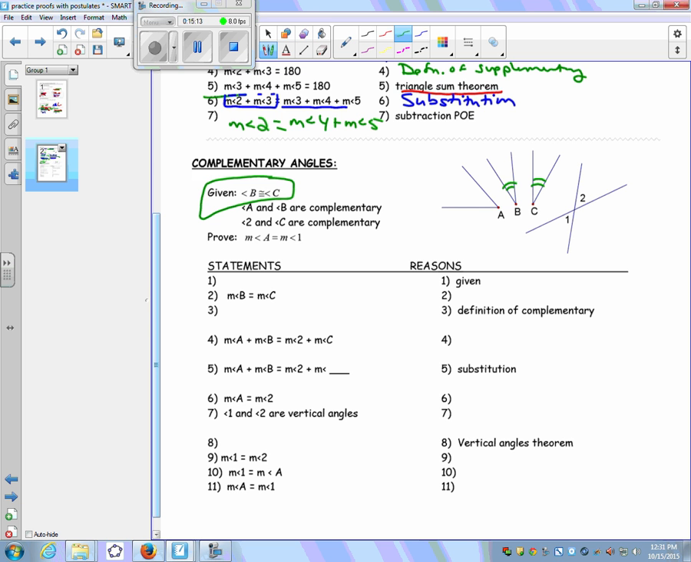So we are going to start with all the givens. Angle B congruent to angle C. A and B complementary. I'm going to abbreviate here. And 2 and C are complementary. That's all given. Based on that first given, angle B is congruent to angle C, we can say angle B is equal to angle C. Reason? Emerson? Good.